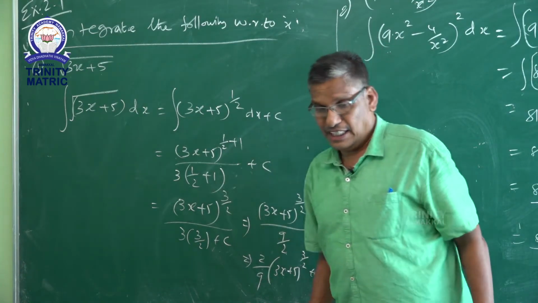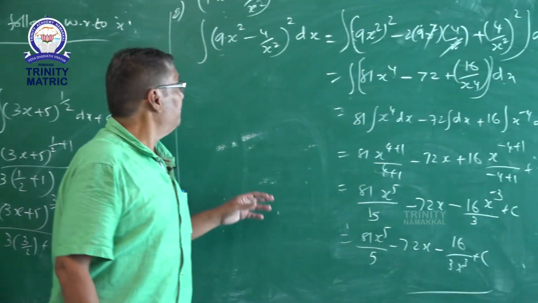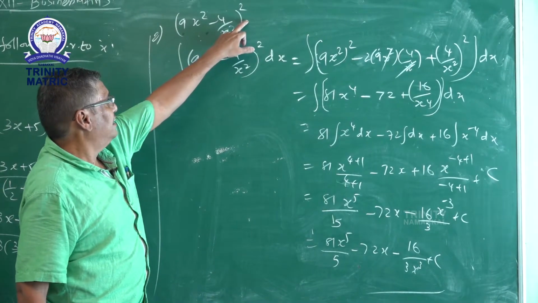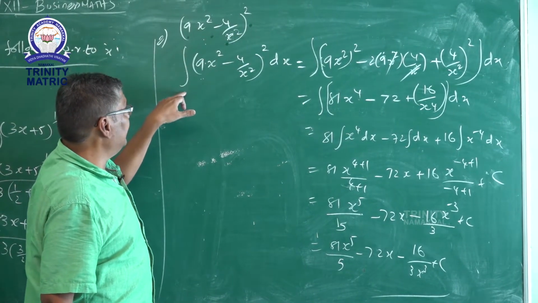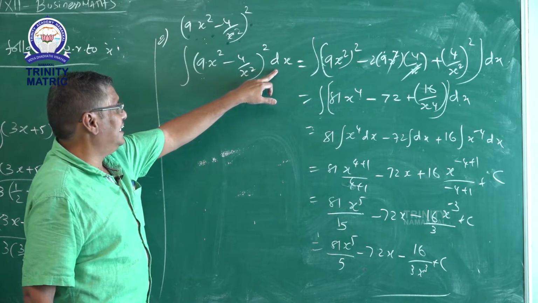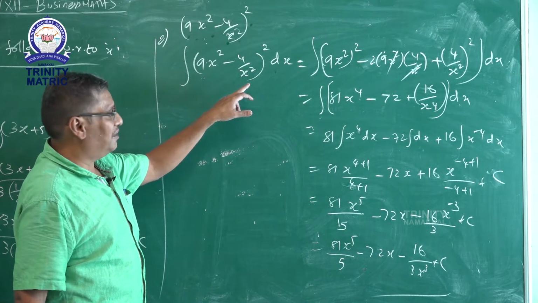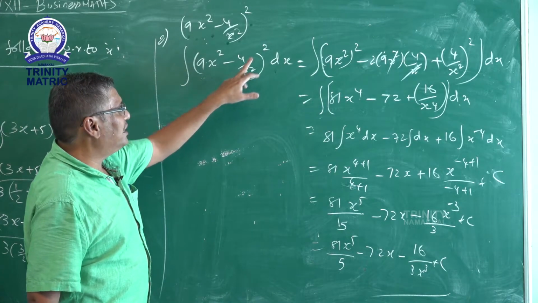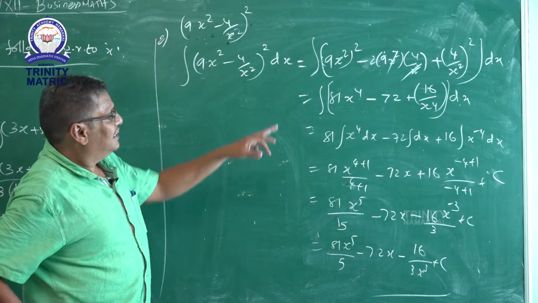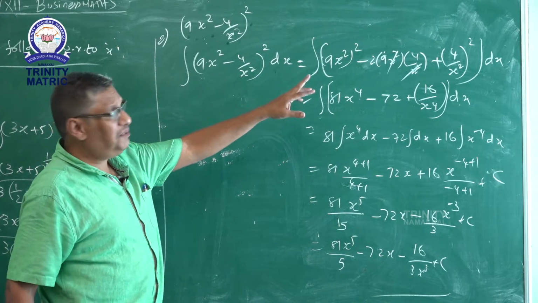Next sum, I will teach the next sum to you. What is that? 9x square minus 4 by x square, whole square. Integrate this. You have to put integration, write the given sum, and put a dx. You know this familiar formula. What is the formula? A minus b whole square formula. Yes, a square minus 2ab plus b square.